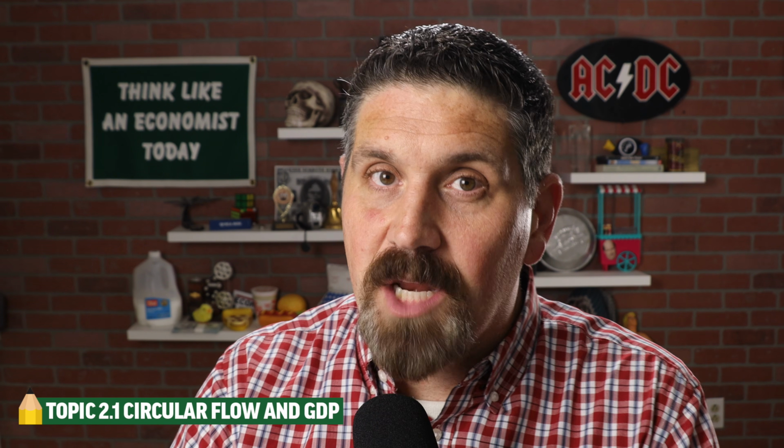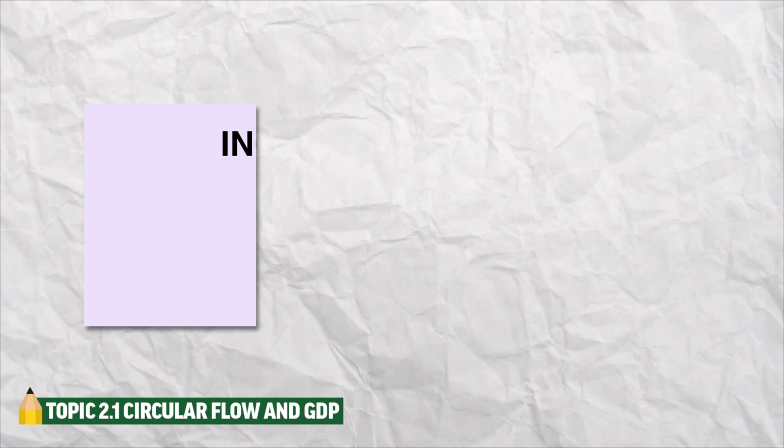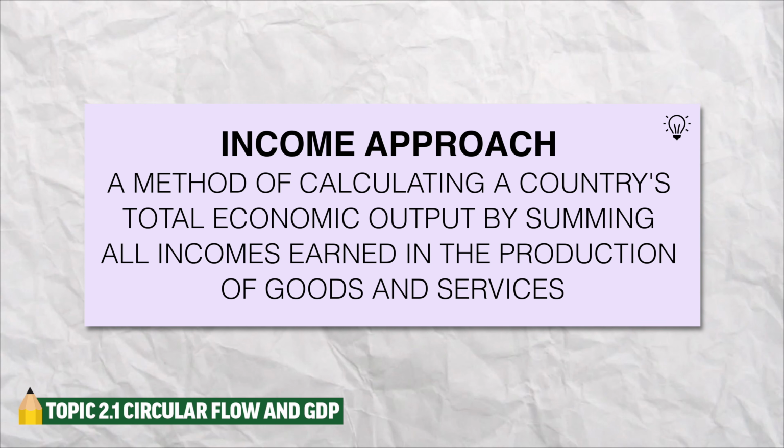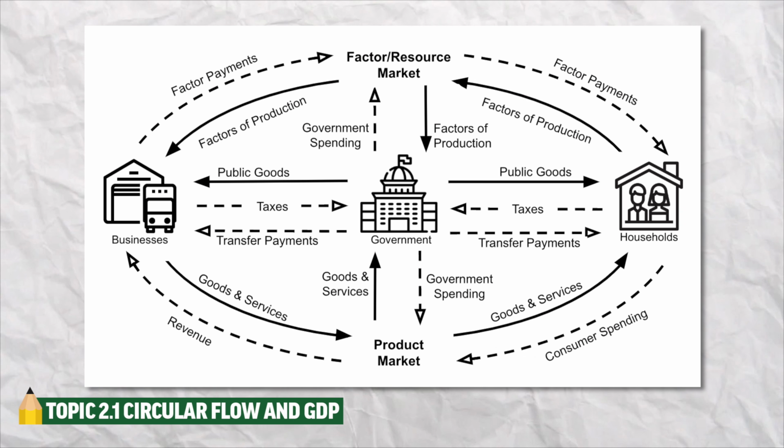The second way to measure GDP is the income approach. Instead of adding up all the spending, you add up all the income, and that should give you the same number. The best way to think about it is by going back to the circular flow model. The expenditures approach adds up all the spending by consumers, businesses, and the government. The income approach adds up all the income earned, the factor payments.